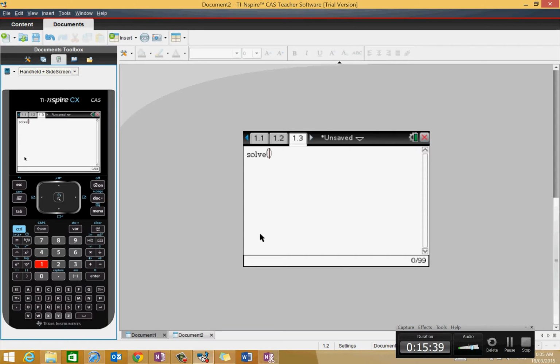It's cracking it. Isn't this just wasting time, though, sir? Because you're making a graph anyway. Yeah, I know, I'm just showing you two methods.